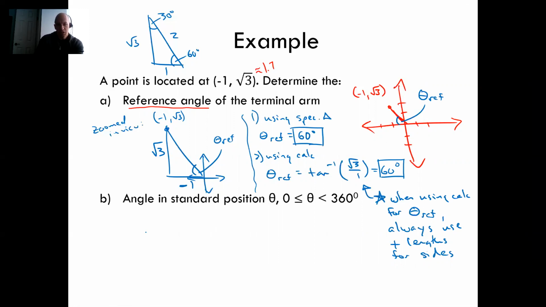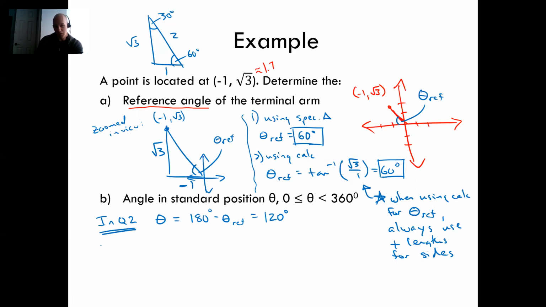Okay, finally, how do we figure out the angle in standard position? This is actually really easy. Now, there's formulas for this, or you could use common sense. In quadrant 2, our angle in standard position, we can calculate by going 180 degrees minus the reference angle. So what we're doing is going all the way over to 180, and then backing up 60. So the angle is going to be 120 degrees in standard position.